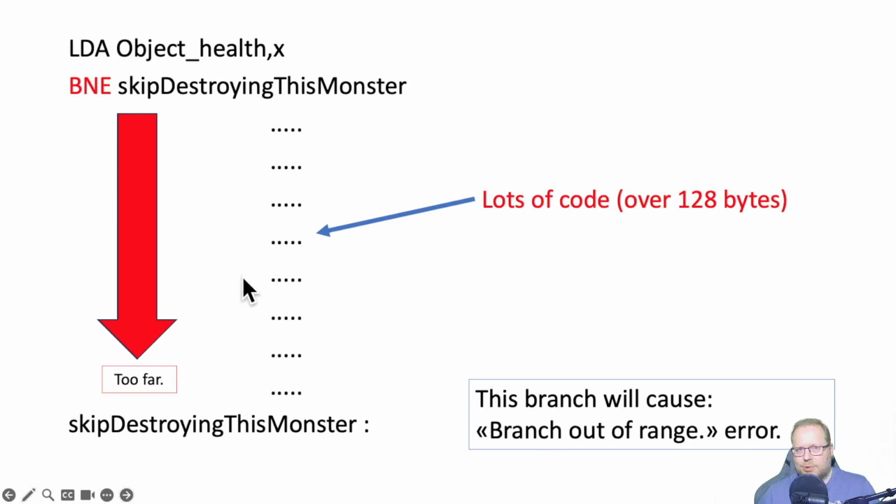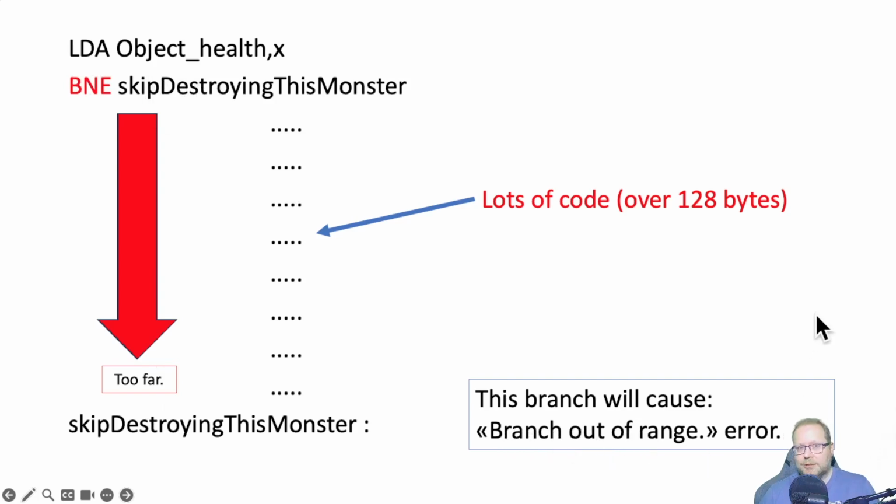But there's a problem. I have too much code in here. I have so much code in here where I'm doing all these fancy things to destroy the monster. Tons of explosions and sound effects and all kinds of stuff. All these dots, it's a ton of code, and it's over 128 bytes. All of this combined, it's a lot of code, which means I can't branch like this. It's too far. I can't branch from here all the way down there. So this branch will cause a branch out of range error.